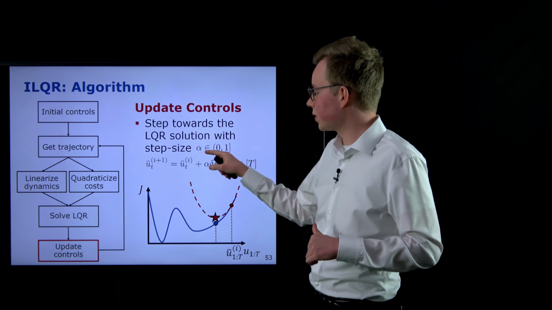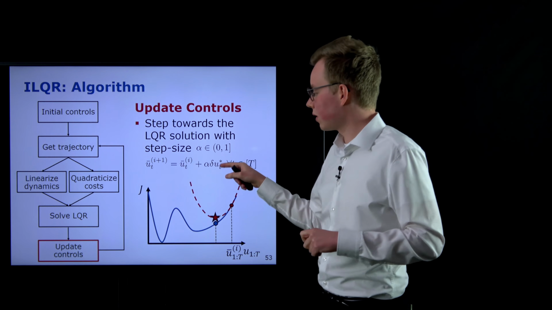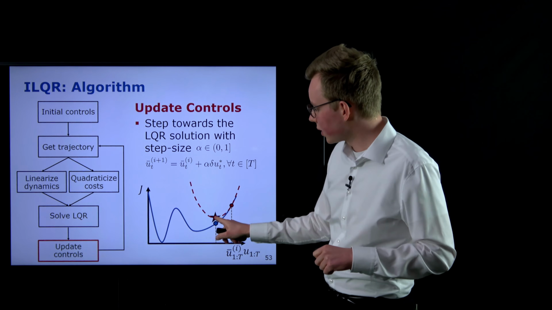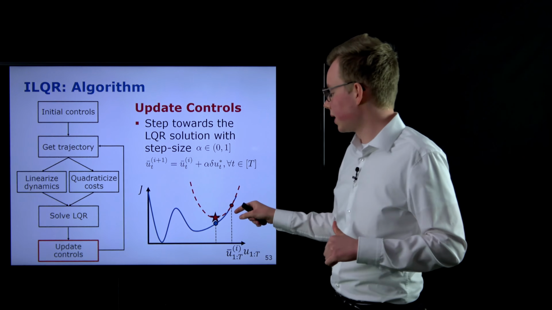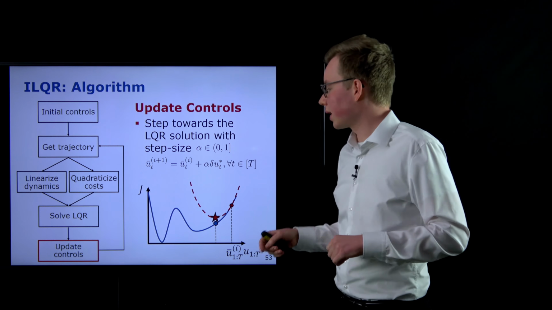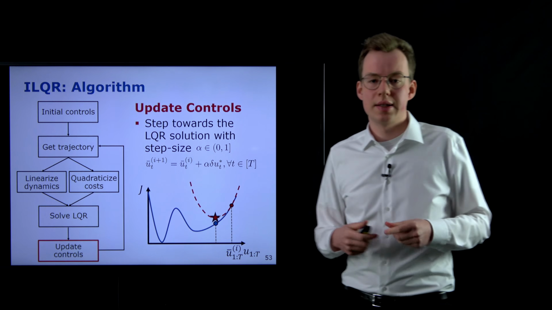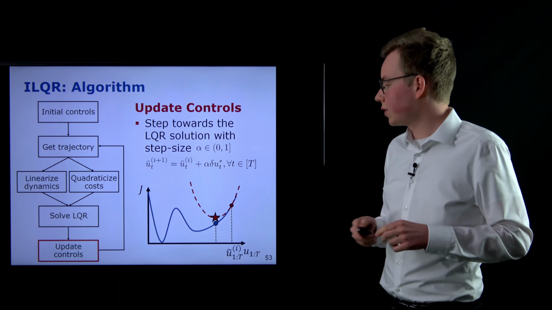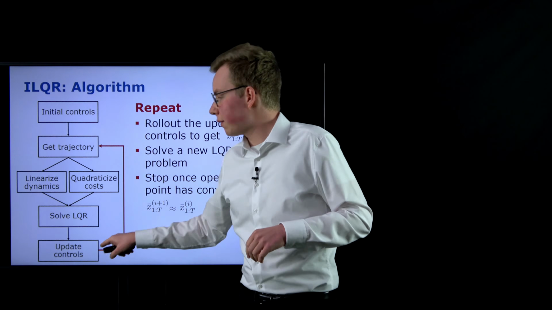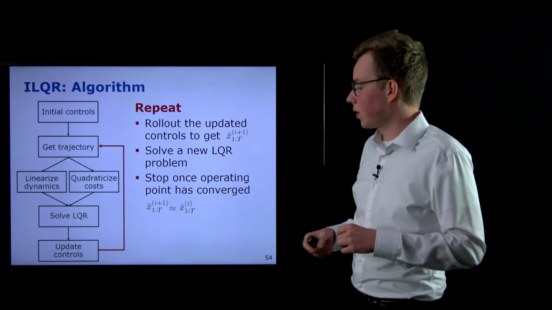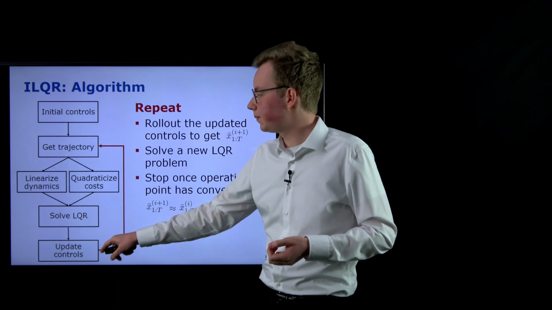So if we were to go a full step size of 1 in this direction of delta u star, then we would exactly end up at this blue point, which seems like a good idea in this setting. But in practice, we may also choose to take smaller steps here. And we will see some of the trade-offs soon. Okay, and so now we are at the end of this iteration. Now we have to repeat. And so we have an updated operating point. So we have updated controls.